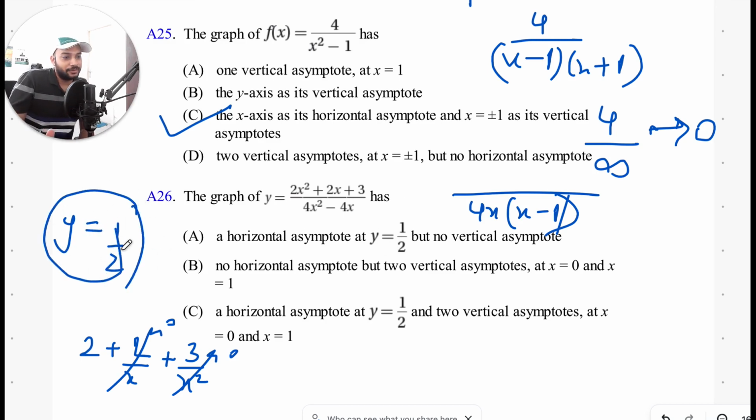This is the horizontal asymptote. So horizontal asymptote at y is equal to half, and two vertical asymptotes at x is equal to 0 and x is equal to 1. Absolutely correct. Yes. Option C is the correct one. Okay, let's go to the next page.